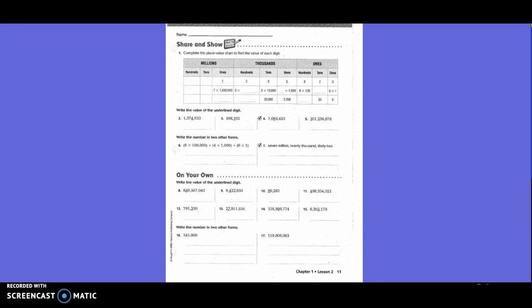Share and show. Complete the place value chart to find the value of each digit. So once again, they gave us the chart just like they had in the very first page, right? And they already wrote, let's read this number together. They already wrote 7,333,820. So they wrote 7 times the million. Then the next number we see is 3, and then what would we put there? 100,000, right?